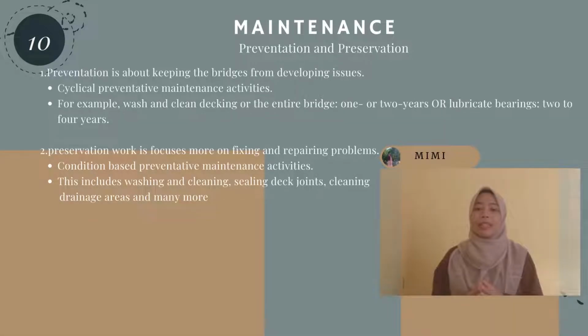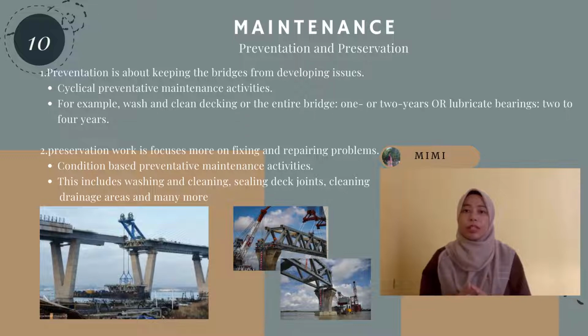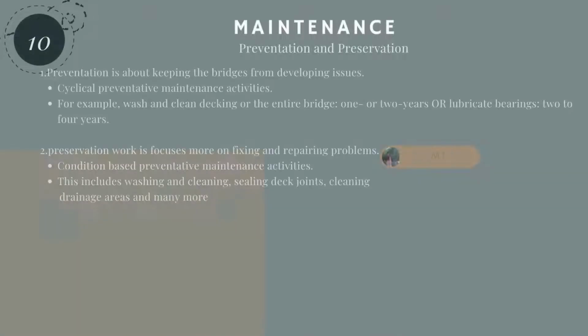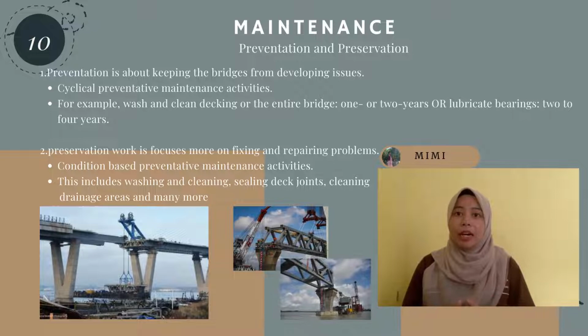For bridge maintenance, there are two categories in maintaining a bridge, which are prevention and preservation. Prevention is about keeping the bridge from developing issues. Activities under preventative bridge maintenance are cyclical preventative maintenance activities. For example, wash and clean the decking or entire bridge every 1 or 2 years, or lubricate bearings every 2 to 4 years. While preservation work focuses more on fixing and repairing problems. The activities are condition-based preventive maintenance activities. This includes washing and cleaning, sealing deck joints, cleaning drainage areas, and many more.